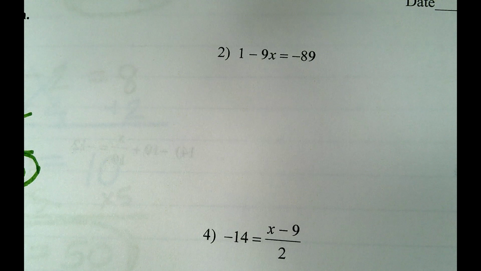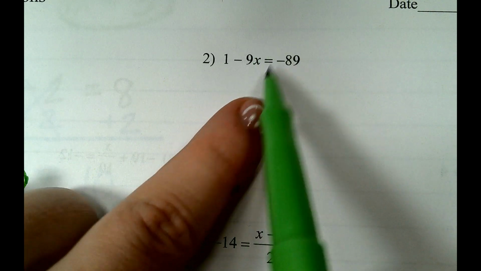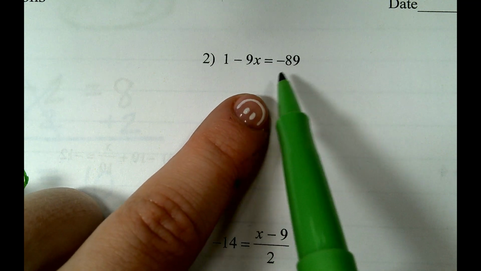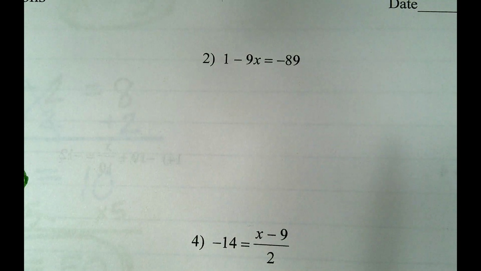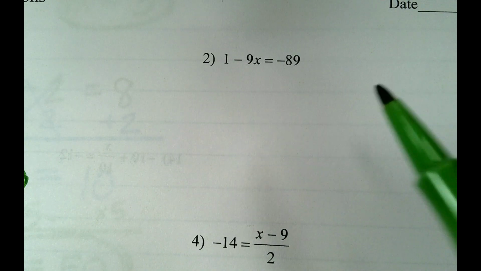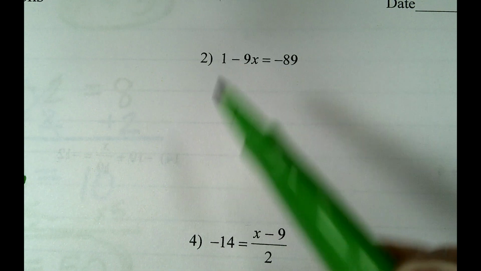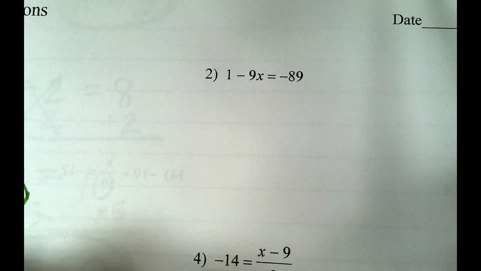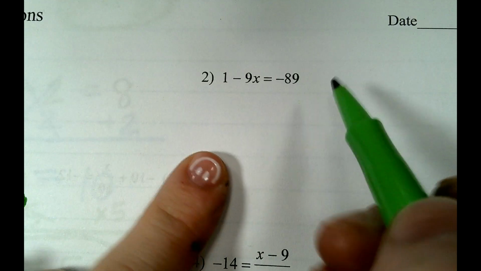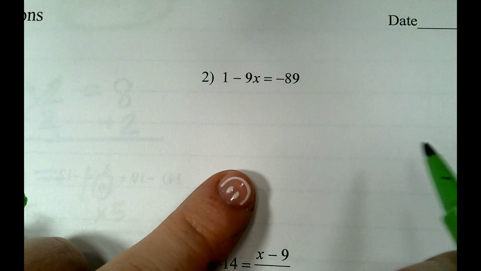Number 2, I have 1 minus 9 times x equals -89. This is tricky. We've got some negative numbers, and that always makes it a little tougher. Now, we don't have any fractions, so we can follow our regular order of operations for solving equations. Do we have any addition or subtraction to get rid of? Don't we? What do we have?